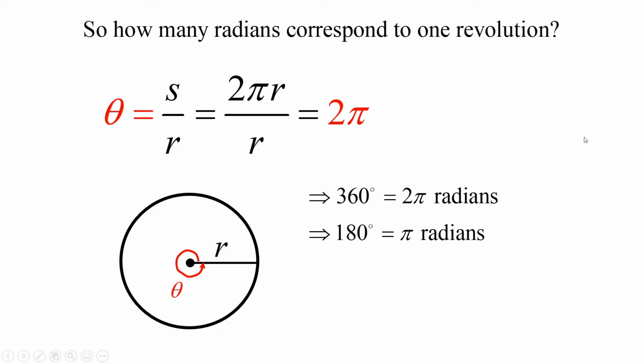Okay? We're starting to get a feel for this now. I hope you can picture it a little better. So 1 revolution would be 2 pi. 1/2 of a revolution would be pi. How about a quarter revolution? Pi over 2? You betcha. Get a feel for that.